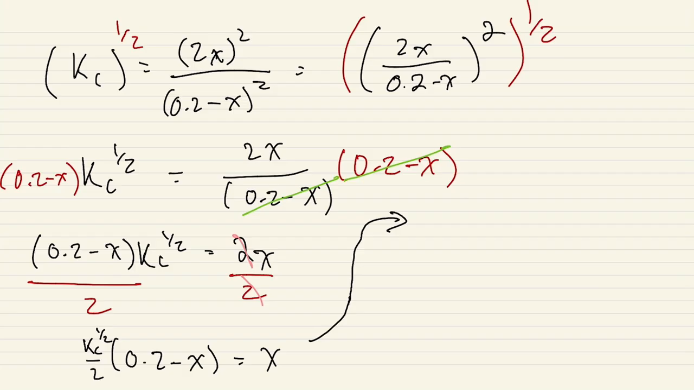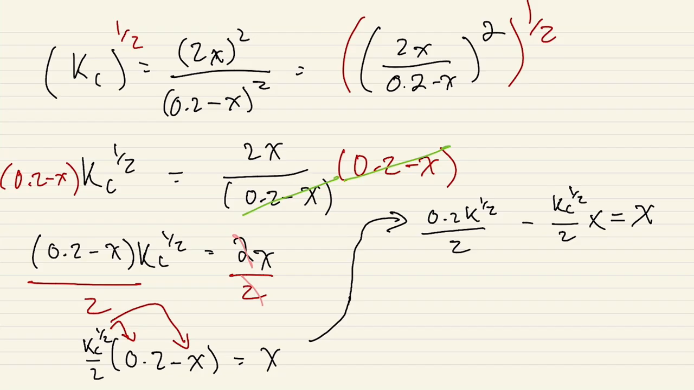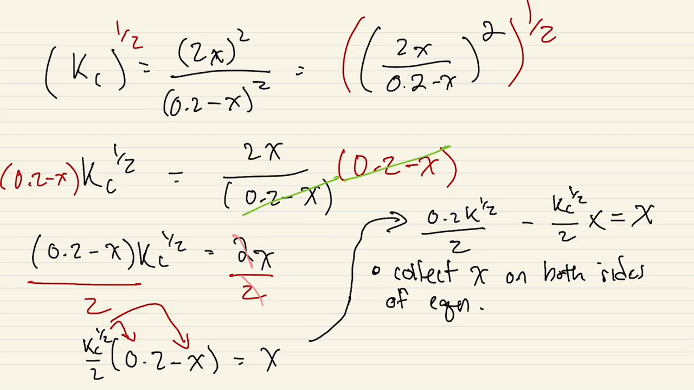Yep, we need to distribute, right? The only way we can collect like terms of x on one side is if we distribute everything. So we're going to multiply this into the parentheses. That gives us 0.2 Kc to the 1/2 over 2 minus Kc to the 1/2 over 2 x equals x. And now we need to collect x on both sides of the equation. So how do we do that?